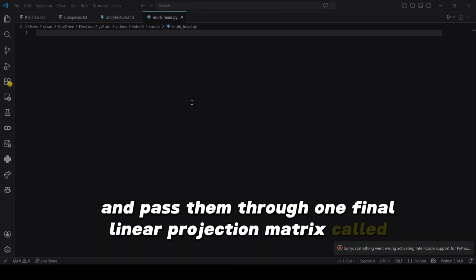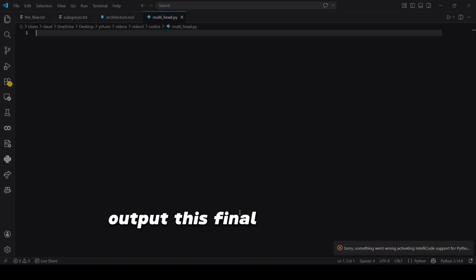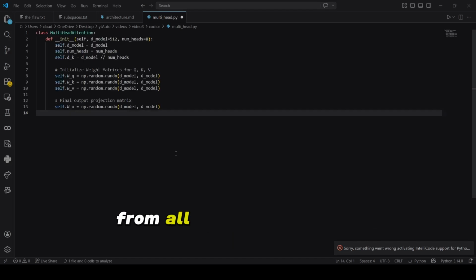Finally, after all heads compute their attention, we take their outputs, concatenate them back into a single 512-dimensional vector, and pass them through one final linear projection matrix called W output. This final matrix mixes the insights from all the different heads together into a final conclusion.